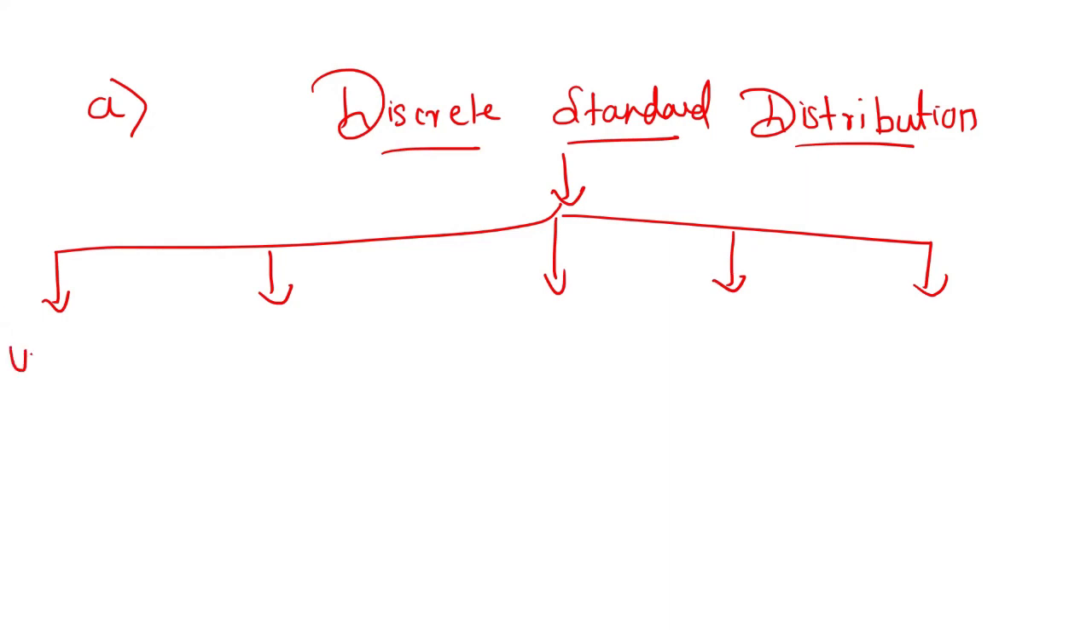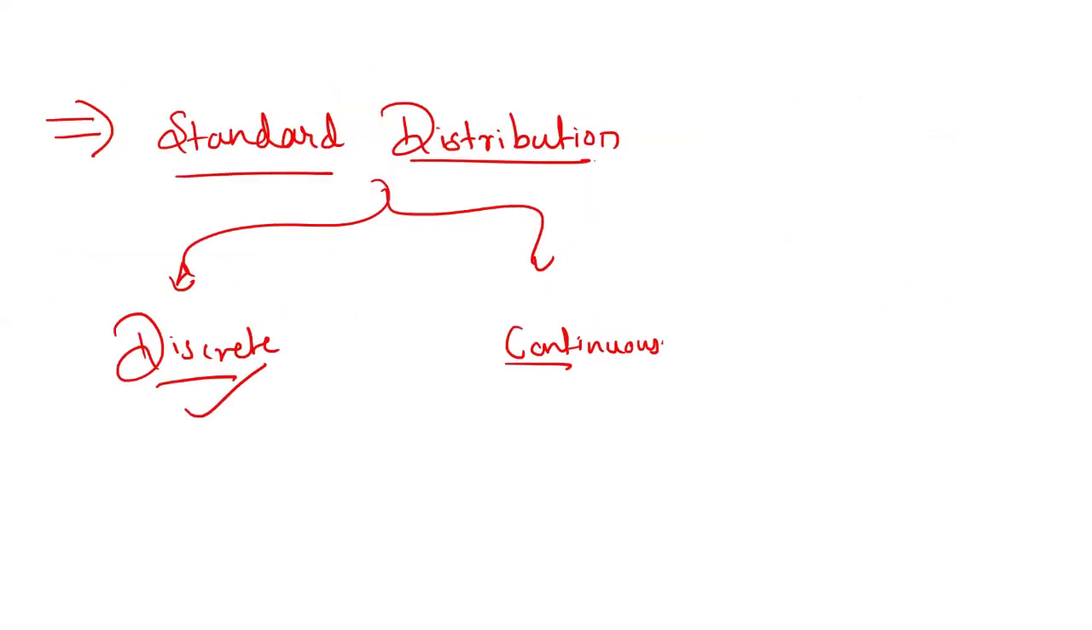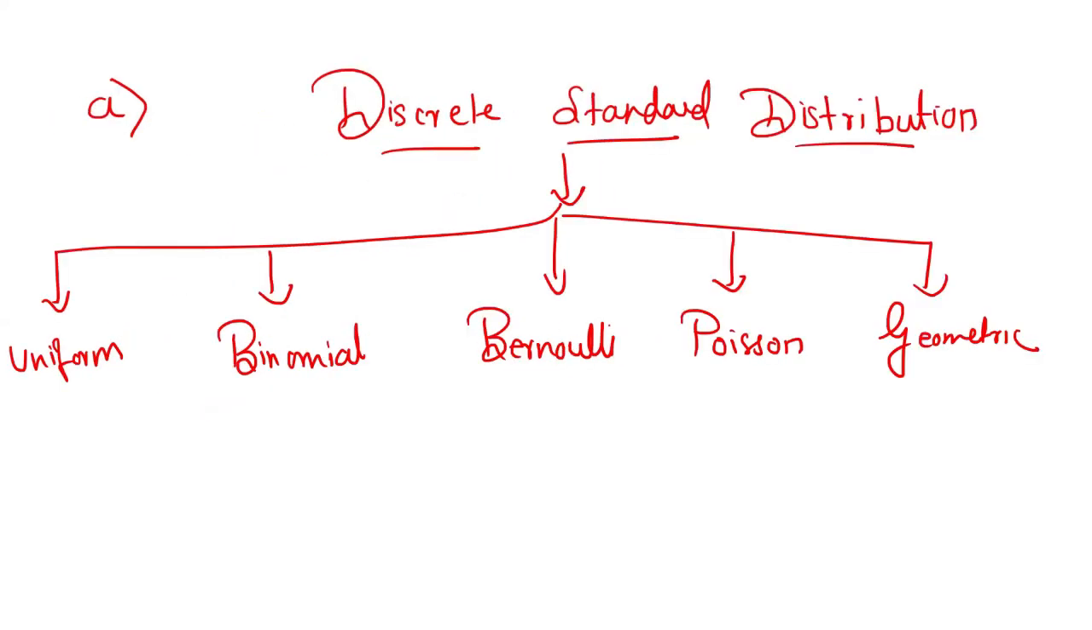One is the uniform. Other one is the binomial. Other one is the Bernoulli. Other one is the Poisson. Other one is the geometry. So there are two kinds of distributions, one is the discrete, other is the continuous. The discrete standard distributions can be divided in 5 ways: uniform, binomial, Bernoulli, Poisson, geometry.